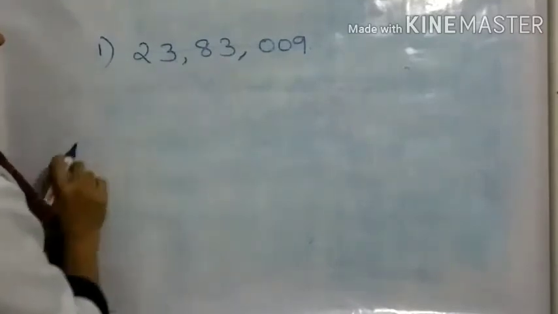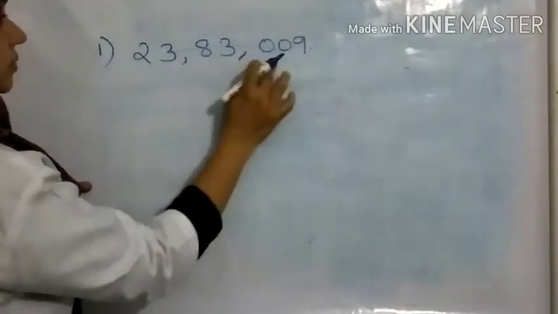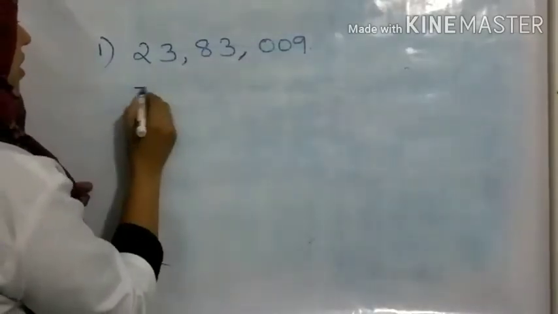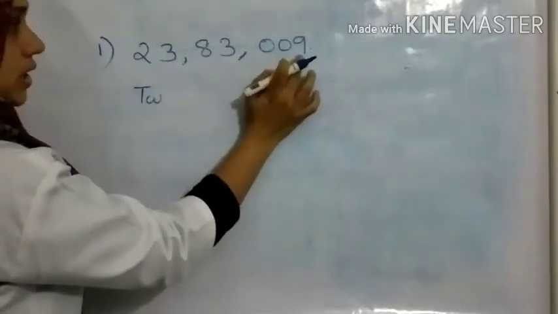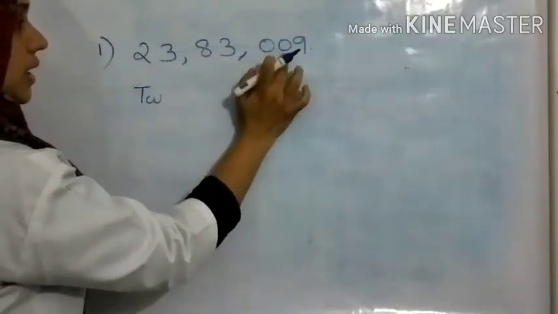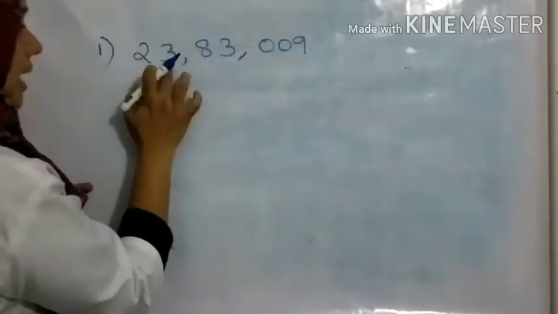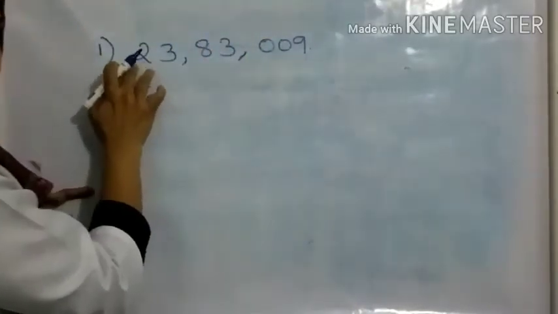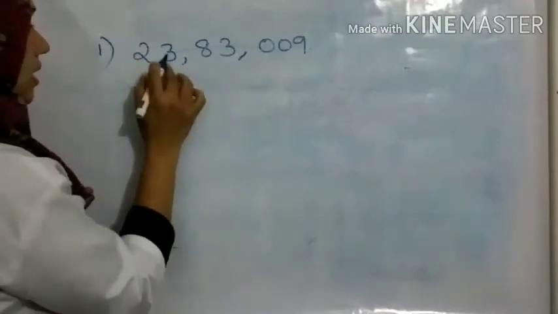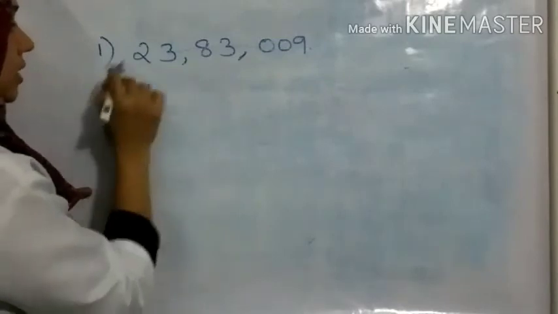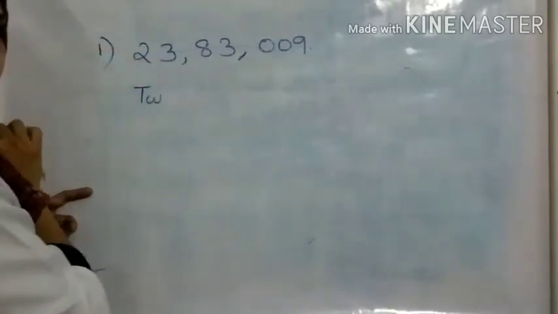Then, write the number name. First, we can write 23 lakh. Which period is this one? One period. Then, places: ones, tens, hundreds, thousand, 10,000, lakh, 10 lakh. This one is 10 lakh, that is 20 lakh. Then this one is 3 lakh. 20 lakh plus 3 lakh, 23 lakh.